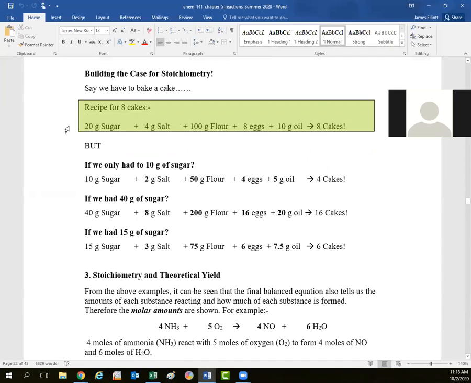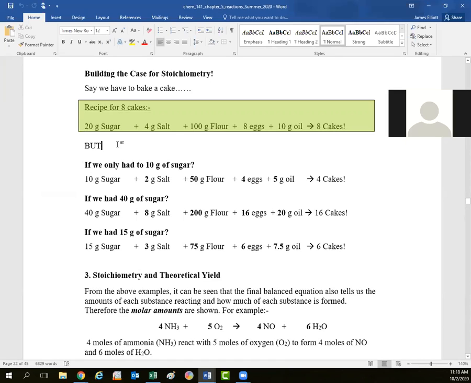We've got a certain amount of each ingredient, and those ingredients combined produce a product, a certain number of cupcakes, like in this case. So 20 grams of sugar with 4 grams of salt, 100 grams of flour, 8 eggs, 10 grams of oil to make 8 cupcakes. You can probably tell I have no idea how to cook, just throwing in these values.